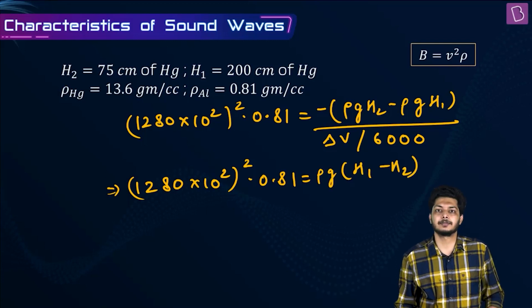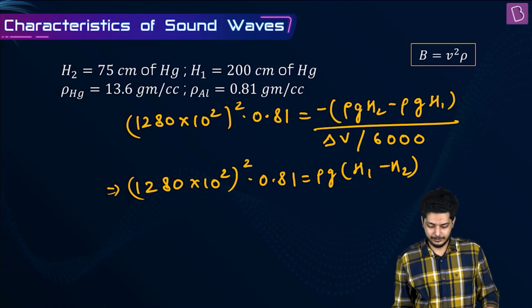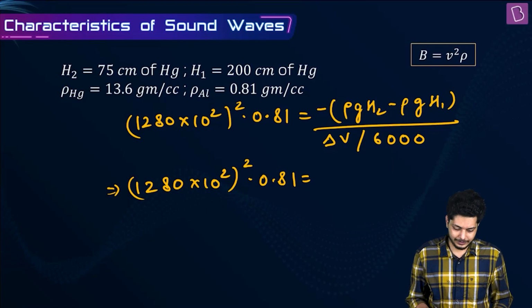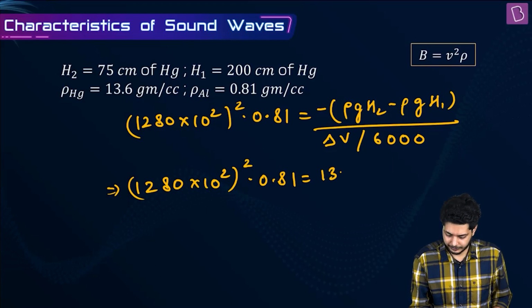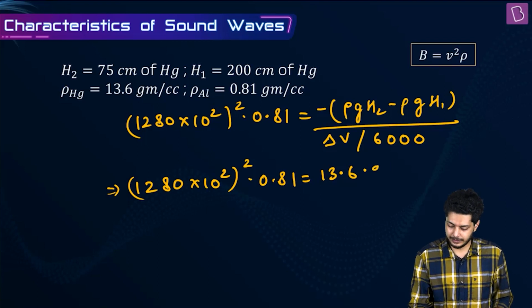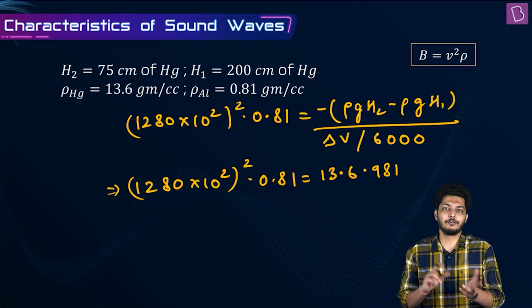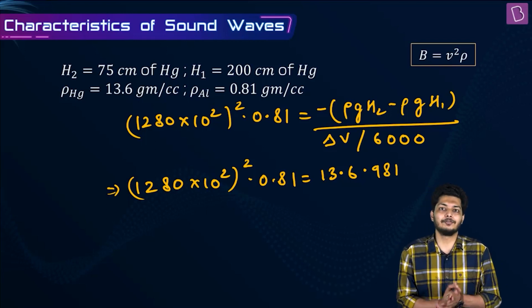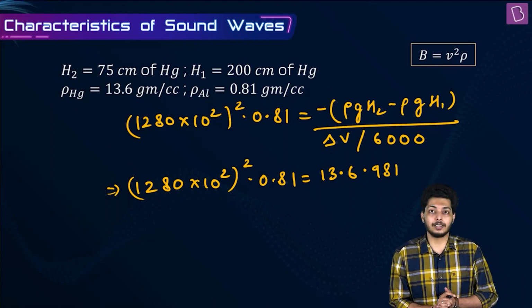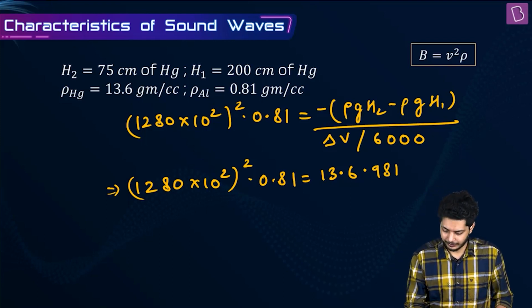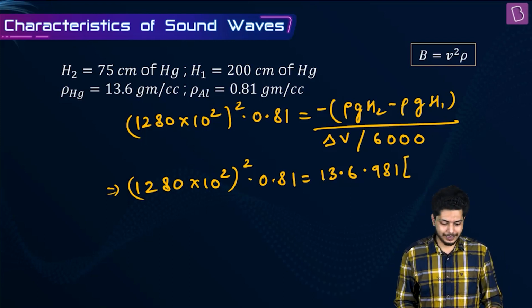So rho g times h1 minus h2. Can I write it like this? Yes? All right. So now let me place the values here itself. Rho, density of mercury, 13.6 multiplied by g. g is 981 centimeters per second square. That is why, because we have to find the change in volume in terms of CGS unit, g is also given in terms of CGS unit. Okay. So 981 into h1 minus h2.